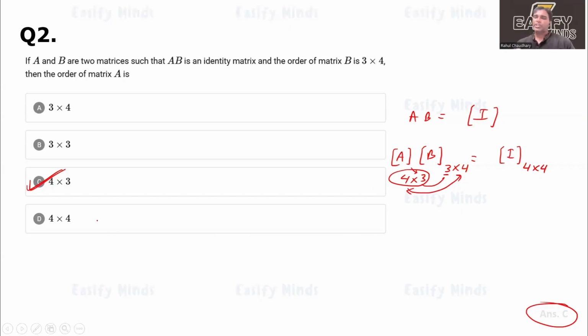Understand? This type of question they can ask you again in the exam. They just change the language, like the B matrix order is 3 into 4, so what is the order of the identity matrix? That will be 4 into 4. That's how they can modify the questions.